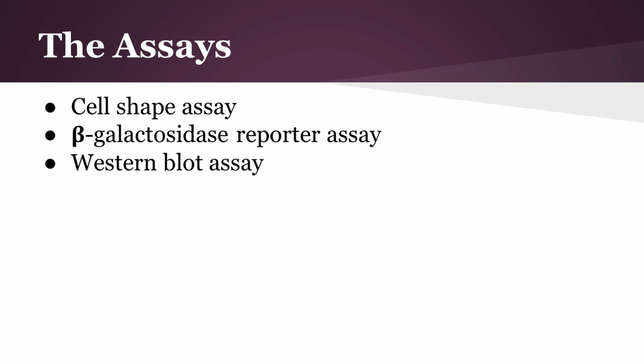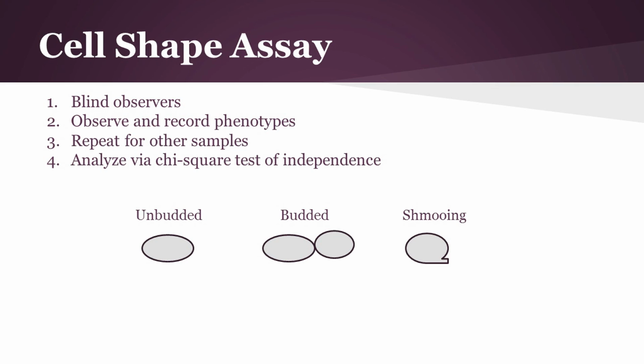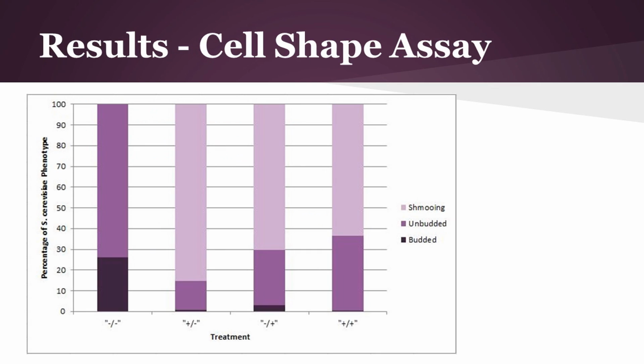We'll start by describing the methods and results of the cell shape assay. For the cell shape assay, observers were blinded to the identity of treatment conditions during observations of unbudded, budded, and schmooing phenotypes. We analyzed these results with the chi-square test of independence.